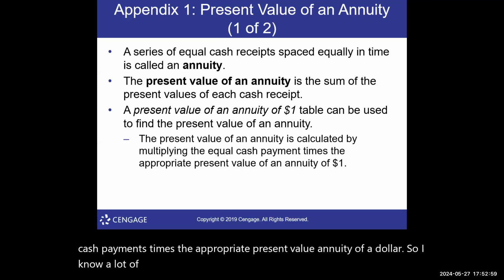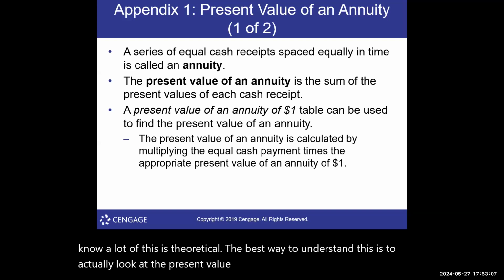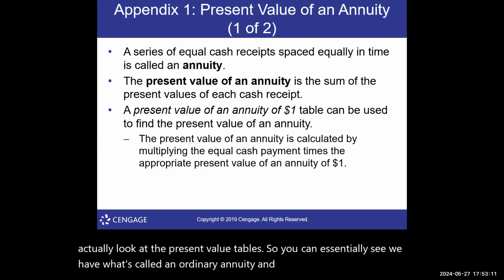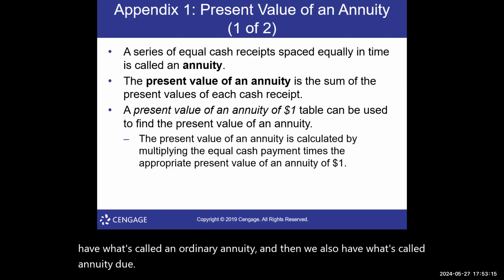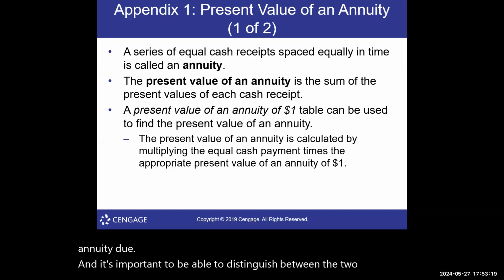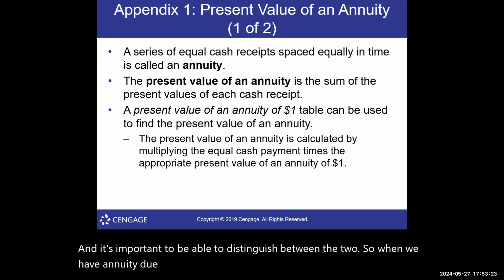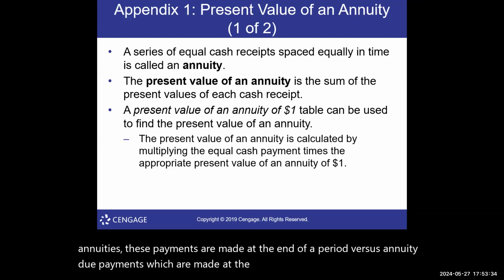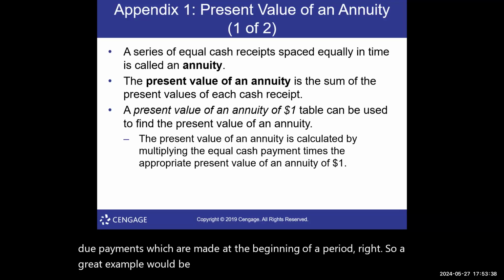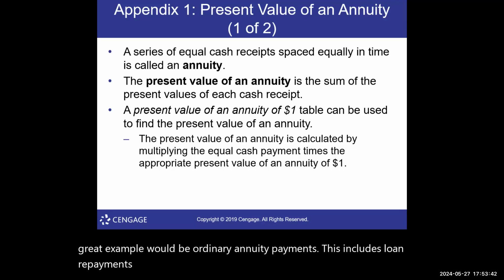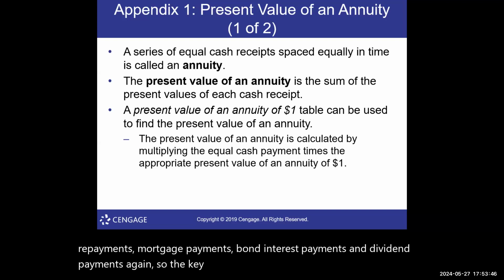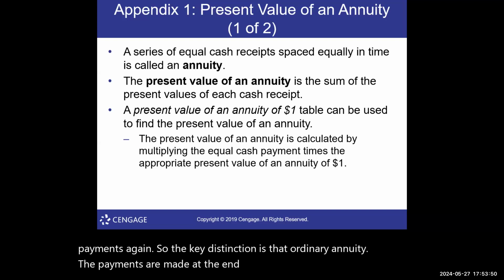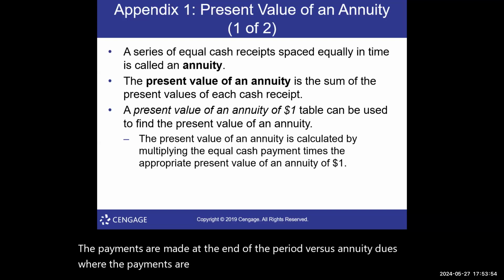So I know a lot of this is theoretical. The best way to understand this is to actually look at the present value tables, so you can essentially see we have what's called an ordinary annuity, and then we also have what's called annuity due. And it's important to be able to distinguish between the two. The major difference between the two is that with ordinary annuities, the payments are made at the end of a period, versus annuity due payments, which are made at the beginning of a period, right? So a great example of ordinary annuity payments includes loan repayments, mortgage payments, bond interest payments, and dividend payments. Again, the key distinction is that with an ordinary annuity, the payments are made at the end of the period, versus annuity due, where the payments are made at the start, the beginning of the period.